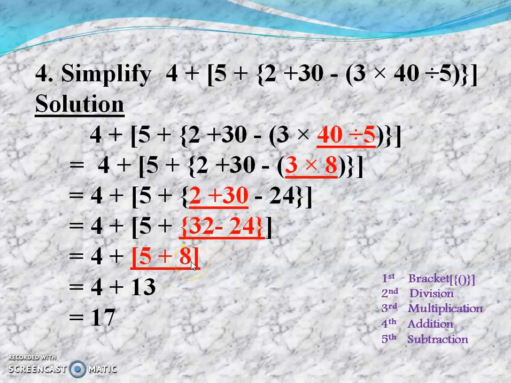Our curly bracket is also gone, only the square bracket is left, and outside we have got 4. Okay. Then inside the big bracket, we have 5 plus 8, which gives you 13. Now our square bracket is also gone. Now finally 4 plus 13 gives you 17, which is our final answer. I hope you have understood about simplification.